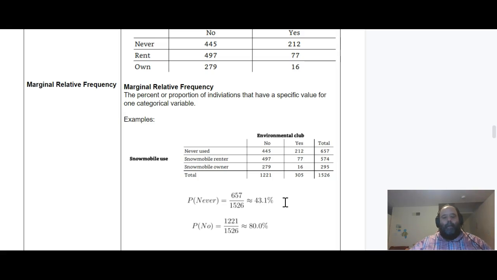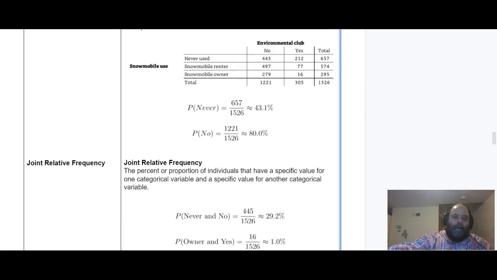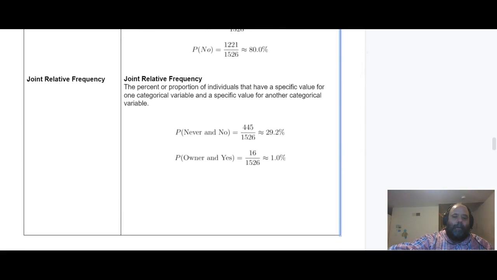Or the relative frequency of someone who is not a member of the environmental club out of our whole population. Well, that's 1221 out of 1526, which is 80%. So I'm deriving these numbers from the margins, which is what makes them marginal relative frequencies. All right, so let's drive down a little bit here.